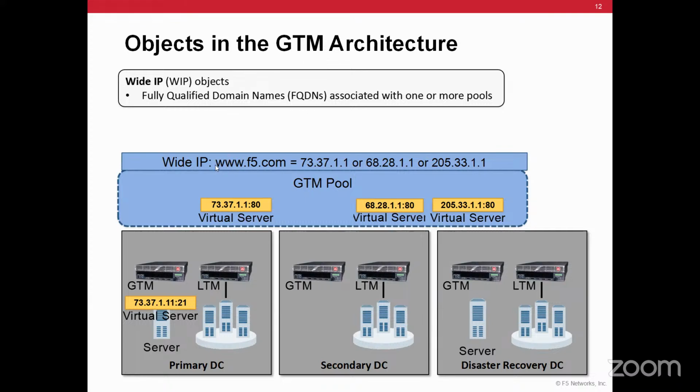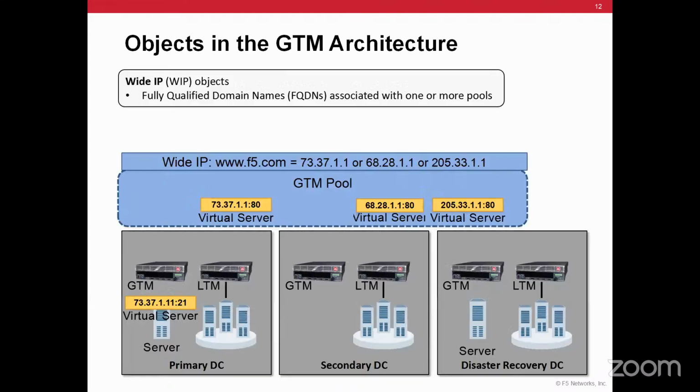And wide IP is like an FQDN. So in this example, www.f5.com is a wide IP. And then you have a pool which has three virtual servers attached to your wide IP. So whenever a user requests www.f5.com, GTM will check what the algorithm is and what the health check of the server is. Accordingly, it will respond with the IP to the client.